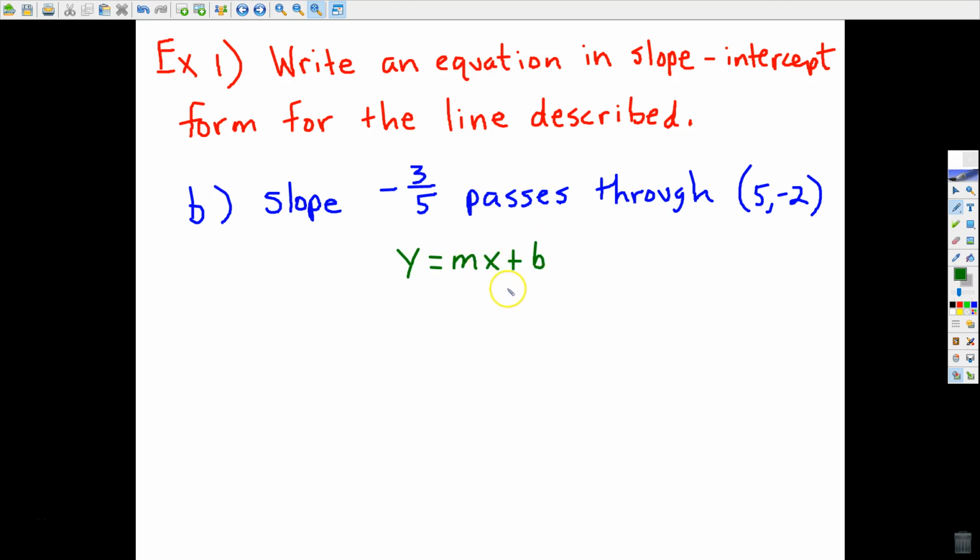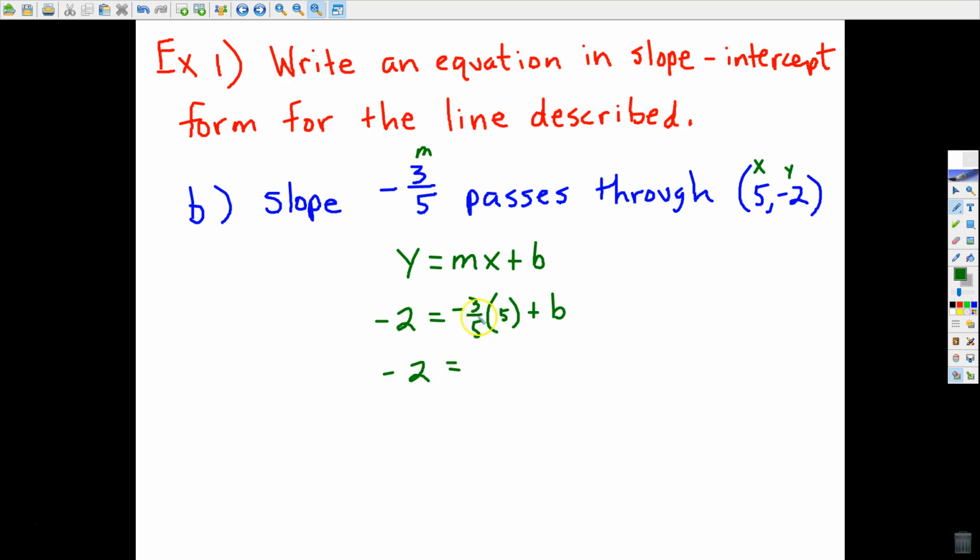Start and end with slope-intercept. So again, if you want to label, here's x, here's y, here's m. So let's plug in. -2 is equal to the slope, which is given, -3/5, times x, which is 5, plus b. Okay, so let's go ahead and simplify.